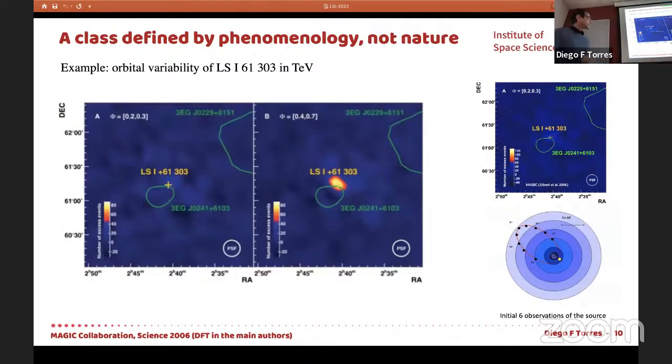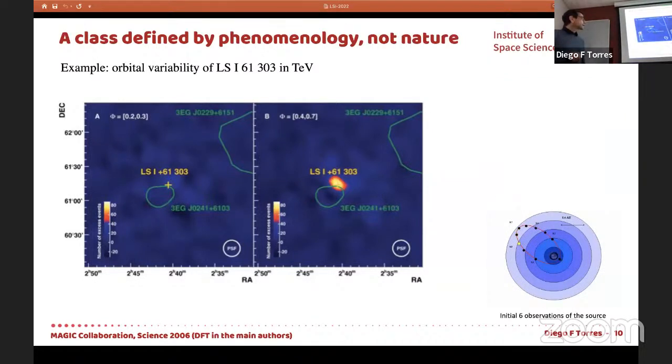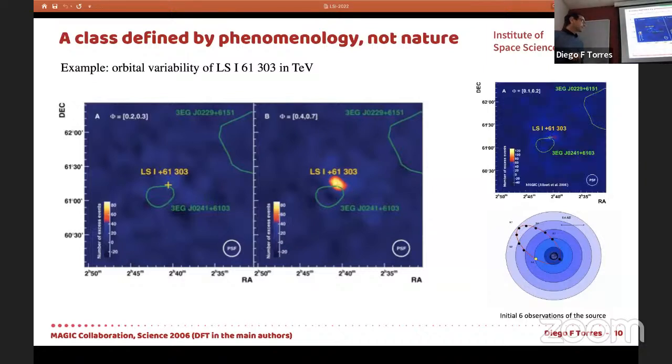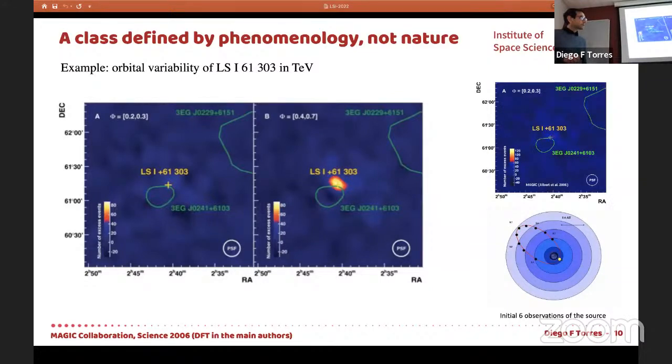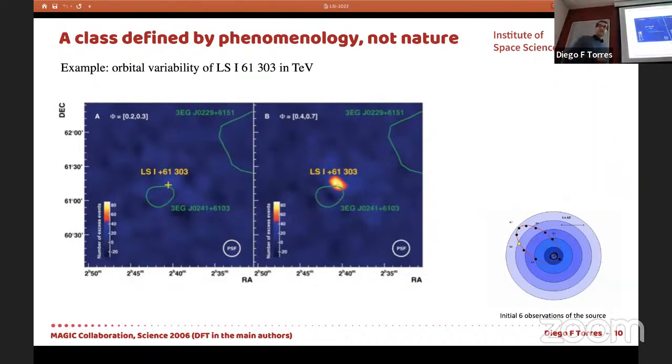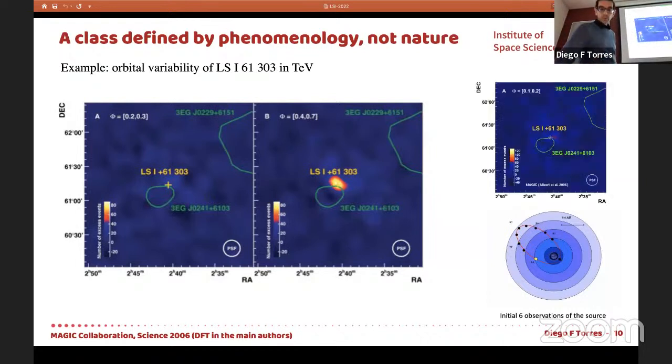The same was detected for LSI-61303 in 2006. This comes from a paper of that year, in which we detected the source essentially doing the same. Around apastron, we detected it brightly, and when the source was closing in on periastron and much more affected by the star, let's say, the source disappeared. So there was a very large variability, no? Similar to what is detected in the other case.